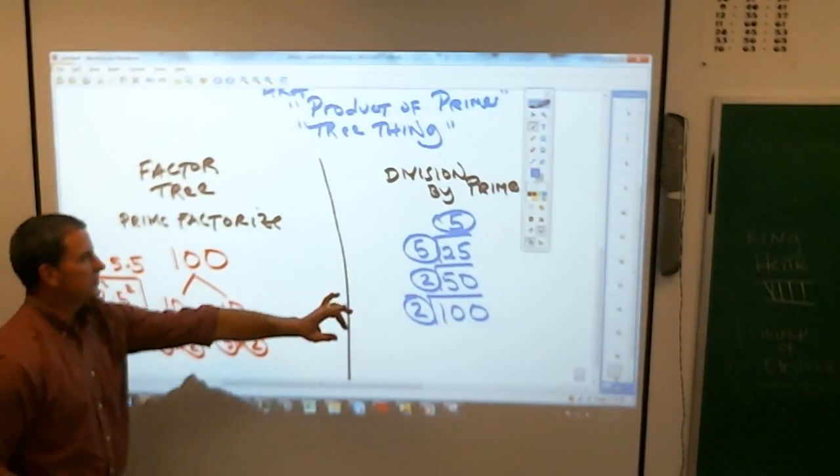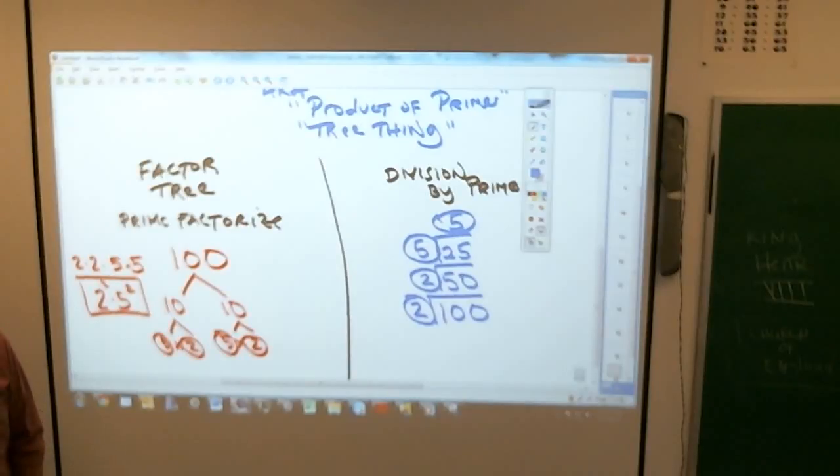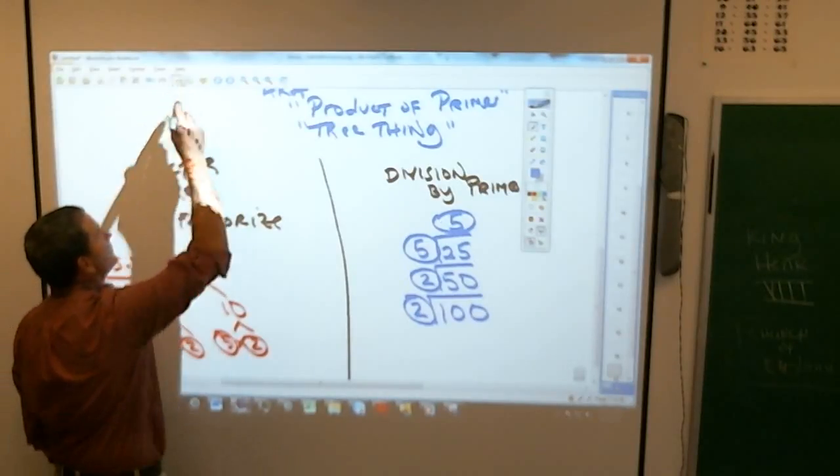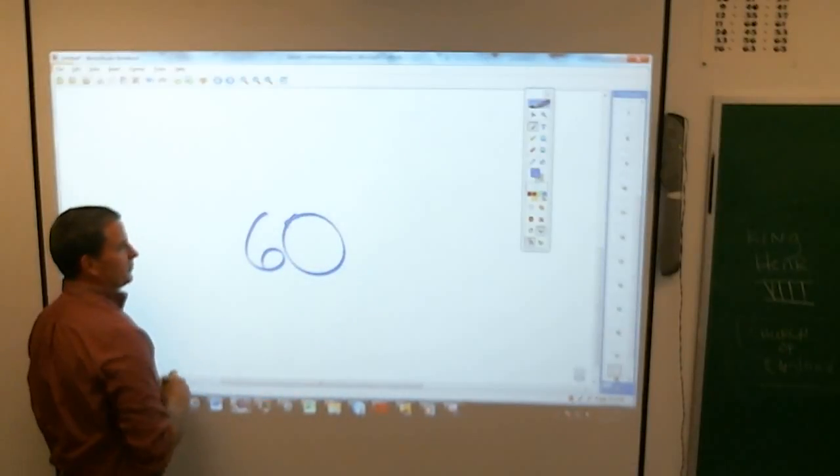Division by primes, prime factor trees, it doesn't matter which. We should probably try another one. Ooh, a hard one. Is there a hard one? Right out of the book it says, find the prime factors of 60 by dividing by prime numbers. So here's your 60. It didn't say factor tree, it said dividing by prime numbers again.